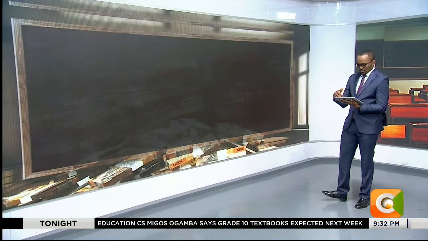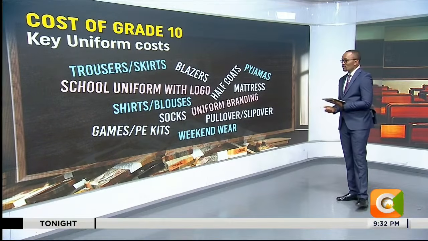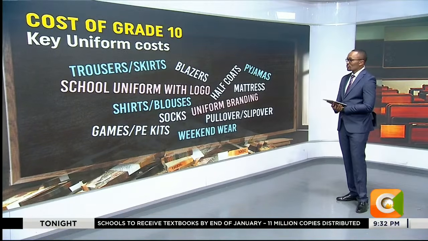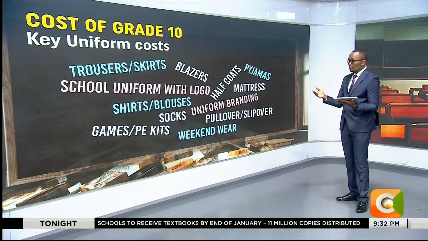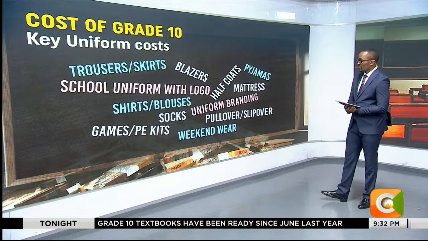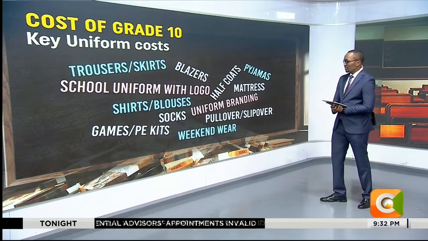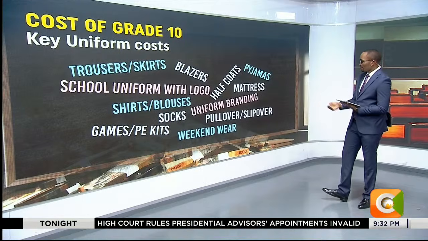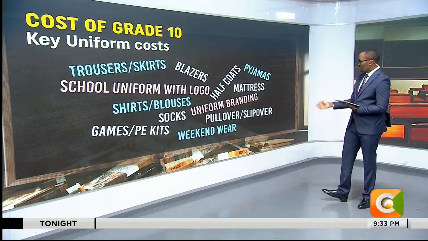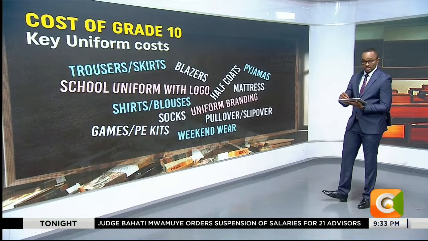Let's focus on what else we know as far as this is concerned. The other cost that you'll find if you're joining grade 10, you'll require the uniform itself. If it's a boy, it's trousers. For girls, skirts, but you may also find trousers for some institutions that are girls' schools. There will be blazers. The uniforms must have logos. The shirts and blouses will have to be provided. The socks, the games and PE kits. There is uniform branding. Sometimes it can be expensive, especially in urban areas. There's pullover and sweater that you require. There's pajamas, and of course, weekend wear for some institutions.